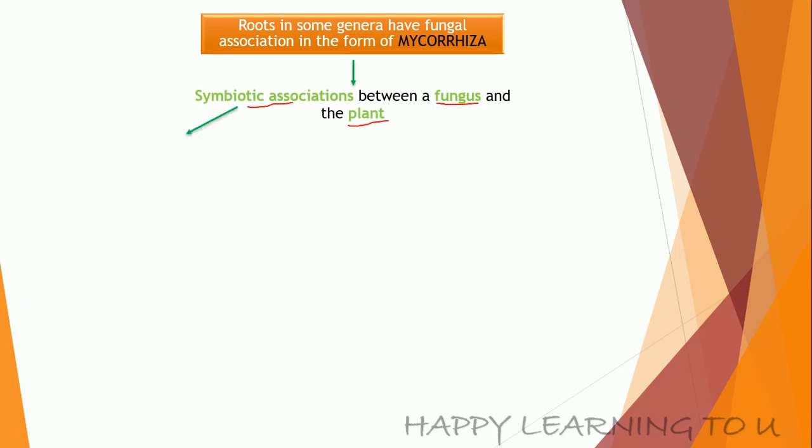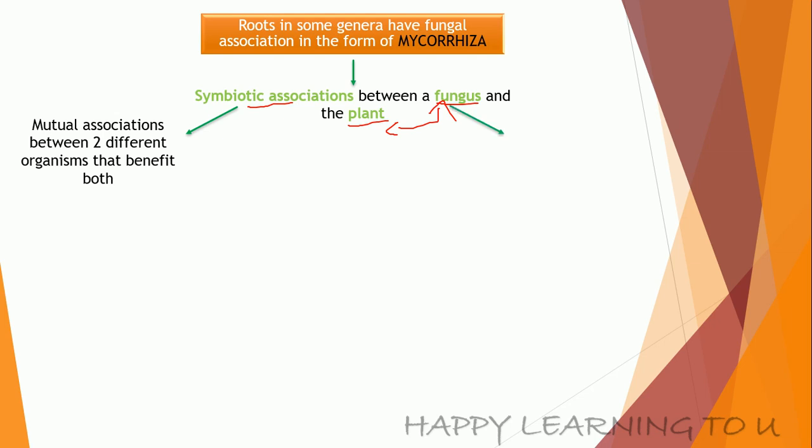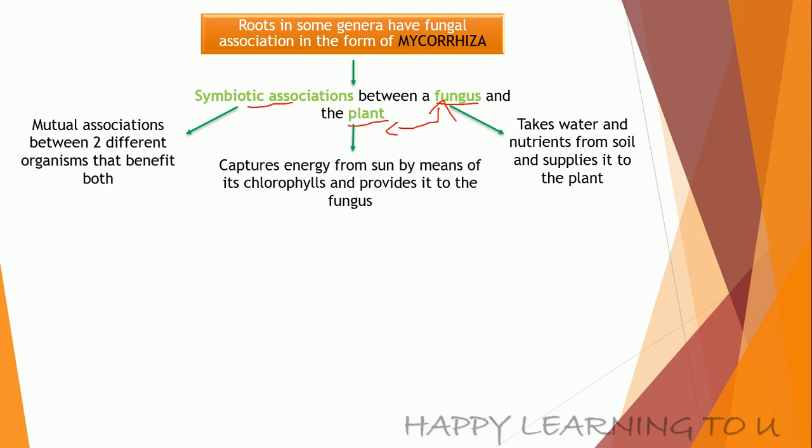Now, what do you mean by symbiotic associations? These are mutual associations between two different organisms which benefit each other in some way or the other. So in this case, the fungus and the plant benefit each other so that both can survive in association. What the fungus does is take water and nutrients from soil and supply them to the plant, whereas the plant in turn captures energy from the sun by means of its chlorophyll and provides it to the fungus. So in this way, both of them benefit each other.